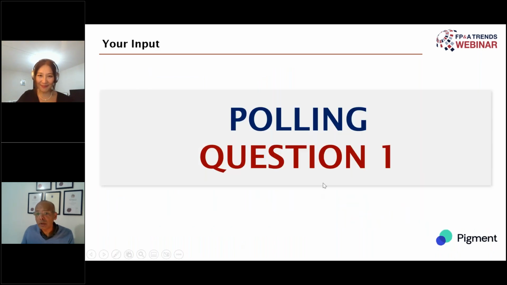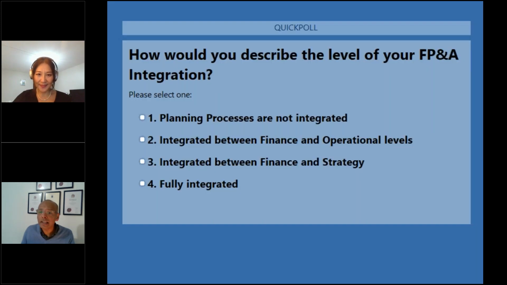We've heard from Ji-Yoon. Now let us look at one of the polling questions and see how integrated other organizations are, our members who've joined us today. So if you can start to vote, please. How would you describe the level of your FP&A integration within your organization?